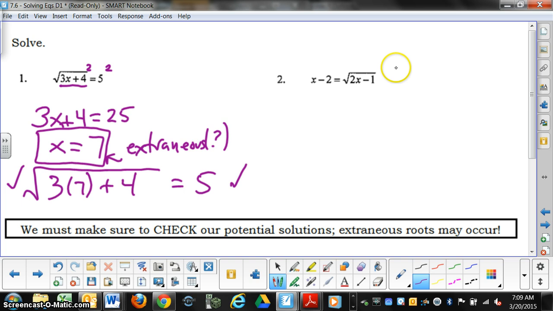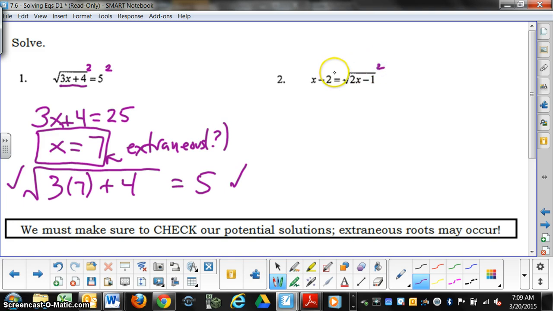Let's take a look at another one. x minus 2 equals the square root of 2x minus 1. My radical is isolated already, so it's all by itself. So I can go ahead and undo the square root. Yep, that's right, by squaring both sides.